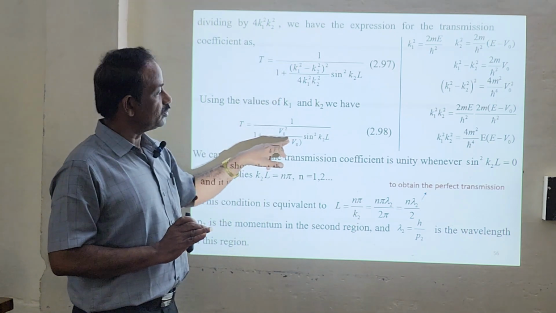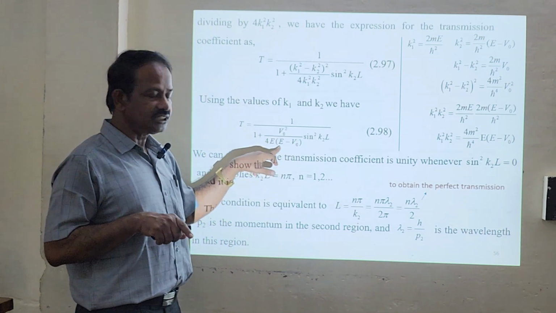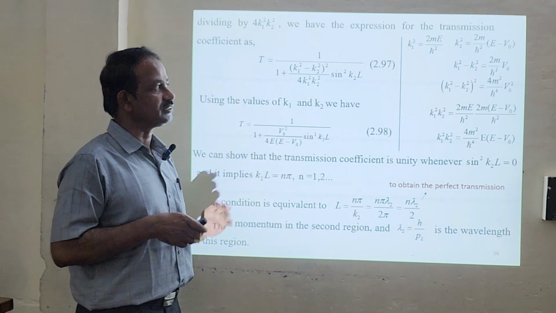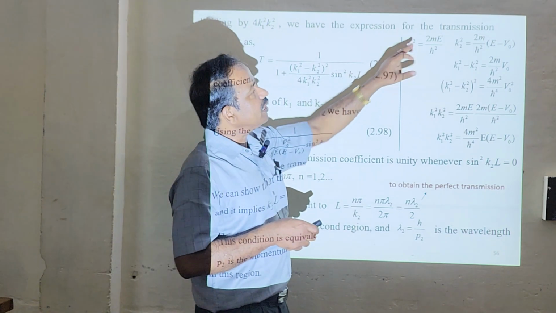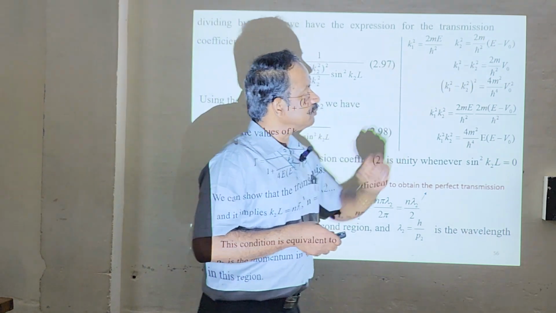So this can be converted in terms of electron volts. Okay, it can be converted into potential. This is potential and this is energy. How is it possible? This is k1 squared equal to 2mE by h bar squared, we know already. k2 squared is given by this one.